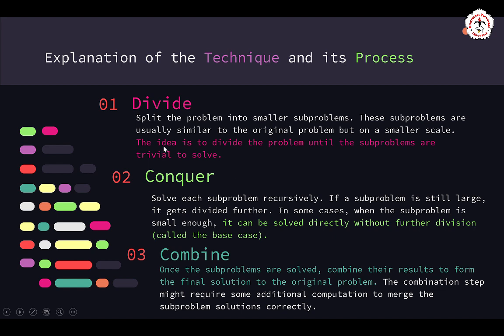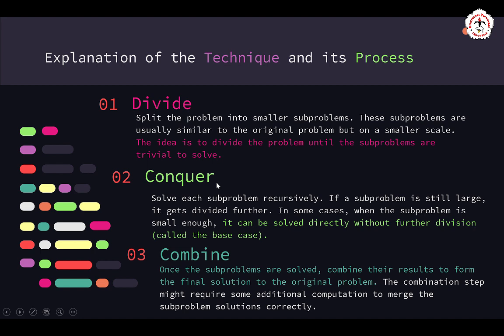First is divide. Split the problem into smaller subproblems. These subproblems are usually similar to the original problem but on a smaller scale. The idea is to divide the problem until the subproblems are trivial to solve.